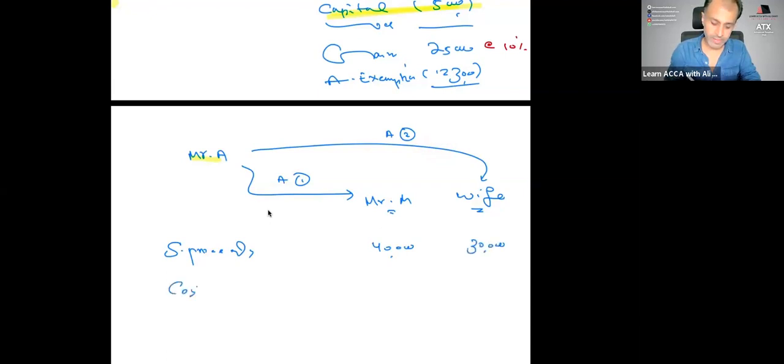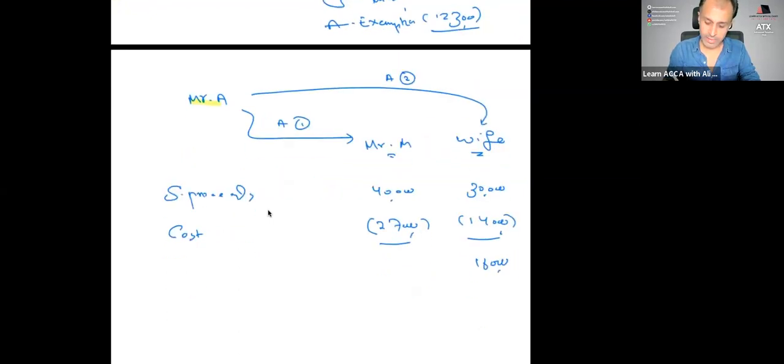The cost of these assets is 27,000 on this side. It has to be 14,000 on the other. So the gain is assessed as 13,000 on that side, 16,000 on this side. Because of that inter-spouse transfer, it has to be a no gain, no loss transfer. As a result of that, this has now become the property of the wife.